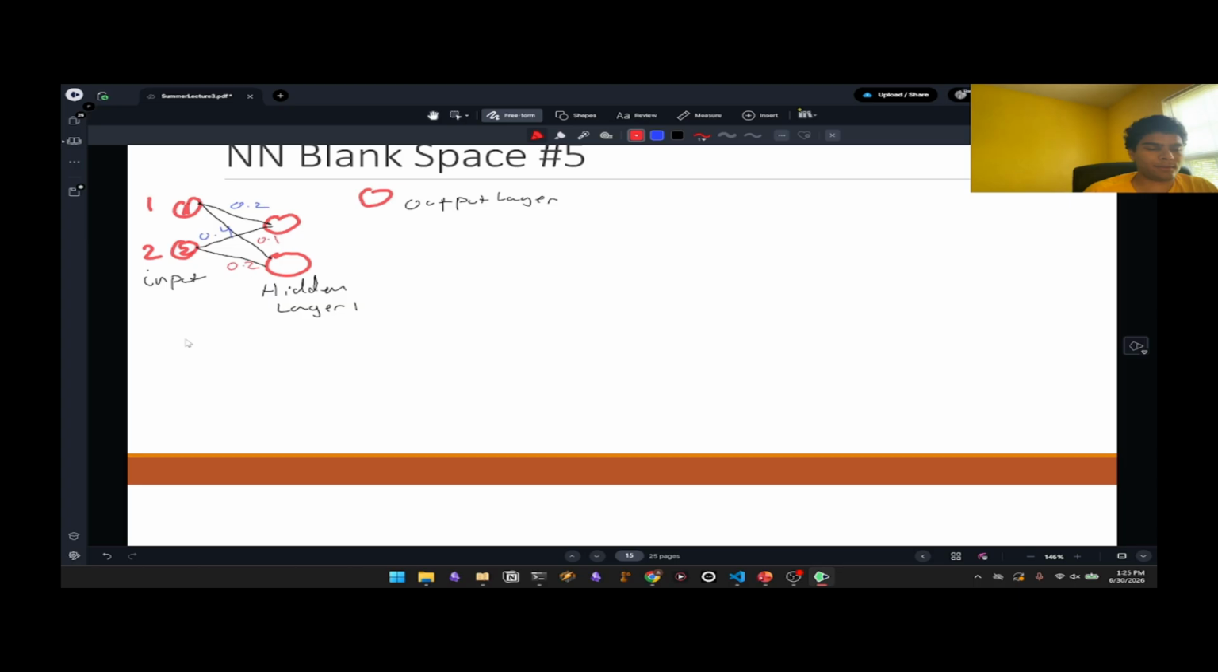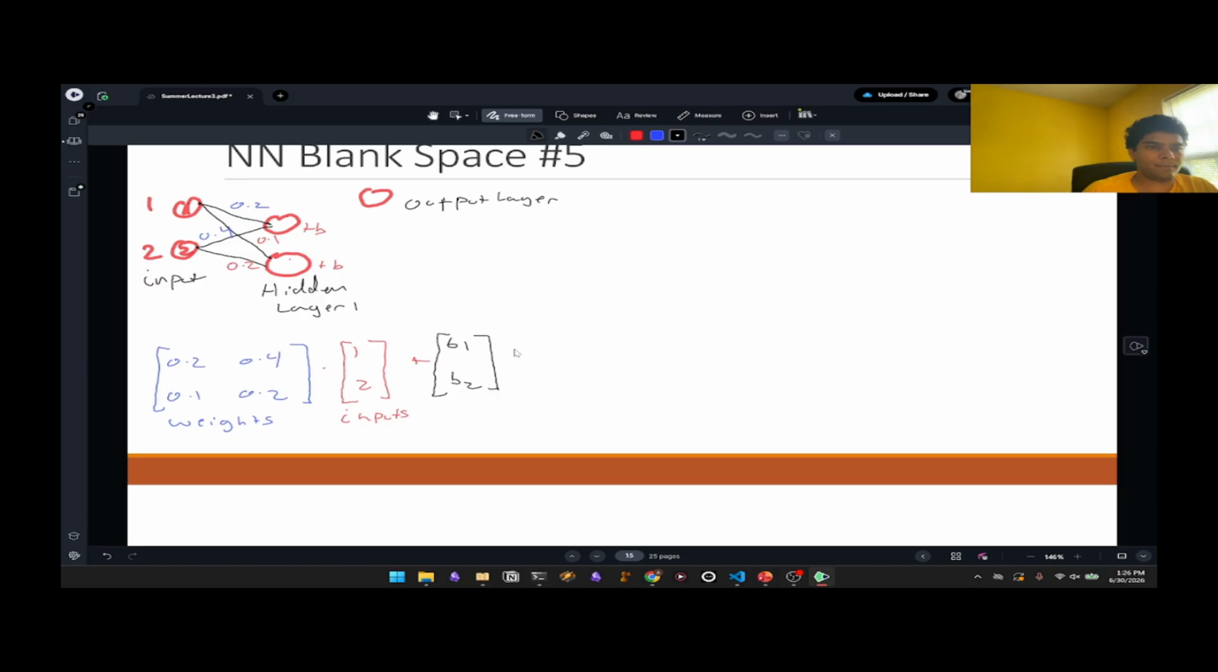Okay, so if we were to calculate this, we would have the weights, which would be 0.2, then 0.4, and then 0.1, and 0.2. And then we multiply by our inputs, which is 1 and 2. And then we need a bias. And so the bias is going to be for each of these neurons. So plus a bias, plus a bias, we'll say bias 1 and bias 2.